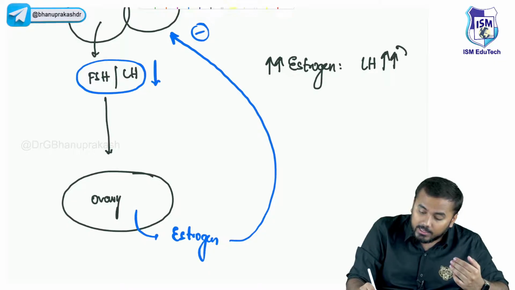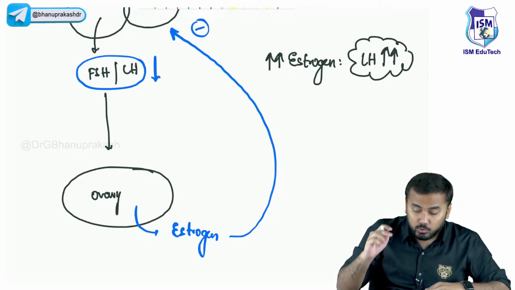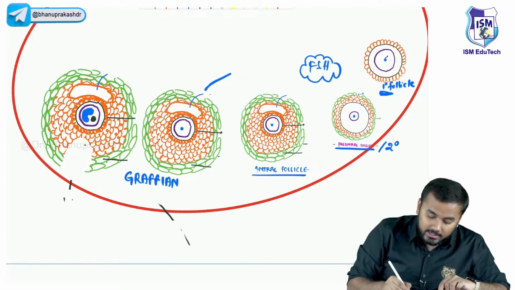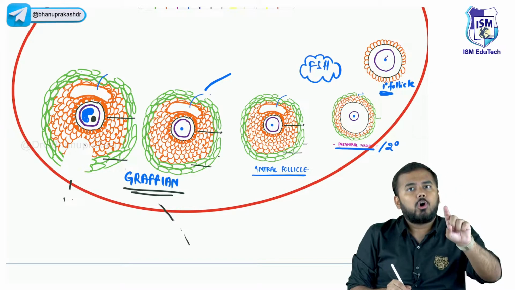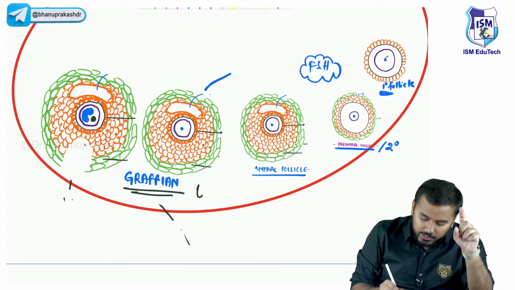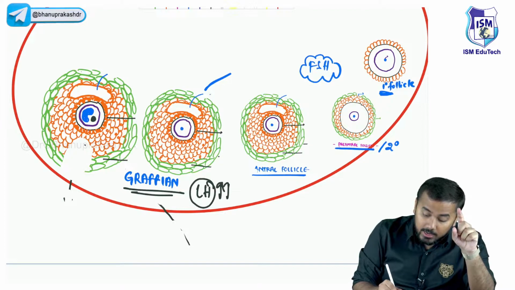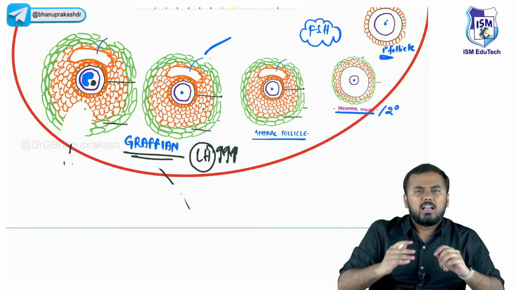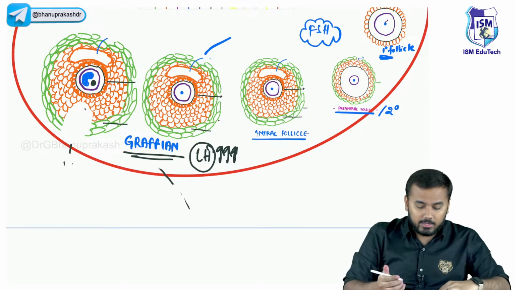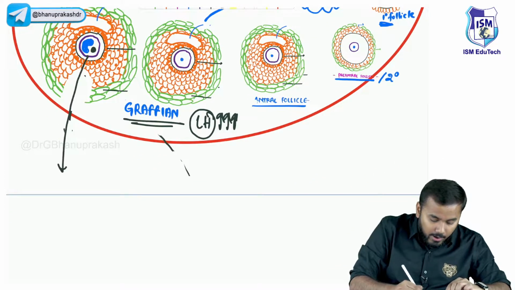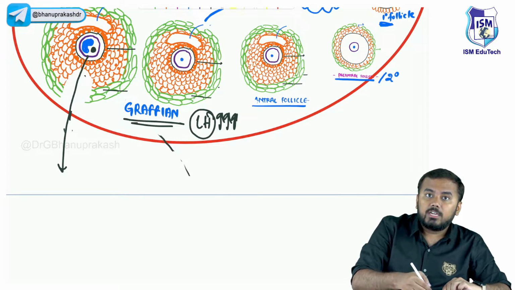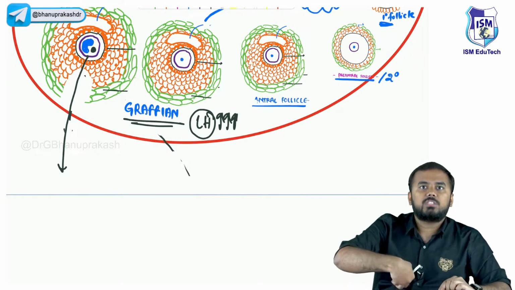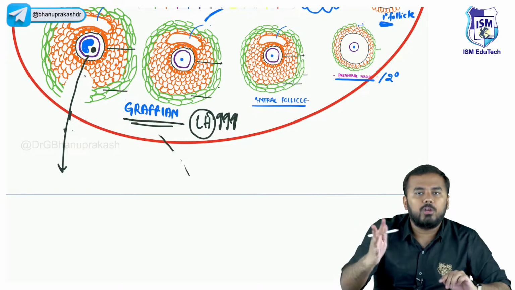hormone levels are increased. Okay, so right now at this Graafian follicle stage, which hormone levels are at peak? Luteinizing hormone levels are at peak. Now this luteinizing hormone, what does it do? This will cause complete maturation of the Graafian follicle, and finally the secondary oocyte is released out, and that release of the secondary oocyte is called ovulation.